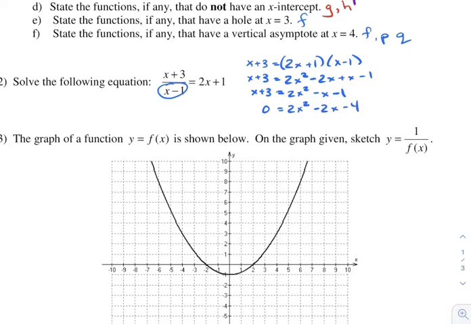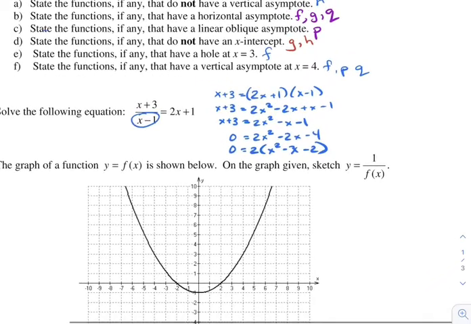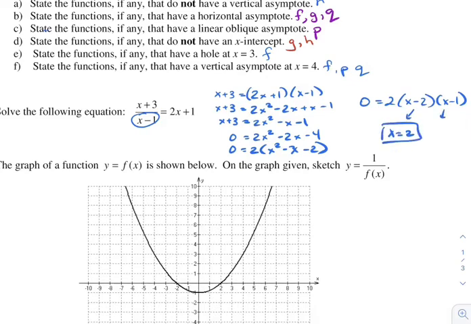It's a quadratic. I can either factor or use the quadratic formula. I'm going to try to factor it first. I see they have a common factor of 2. And then I try to factor what we have in that bracket. Two numbers that multiply to negative 2 and add to negative 1 are negative 2 and positive 1. And we solve this. x is equal to 2 and x is equal to 1.